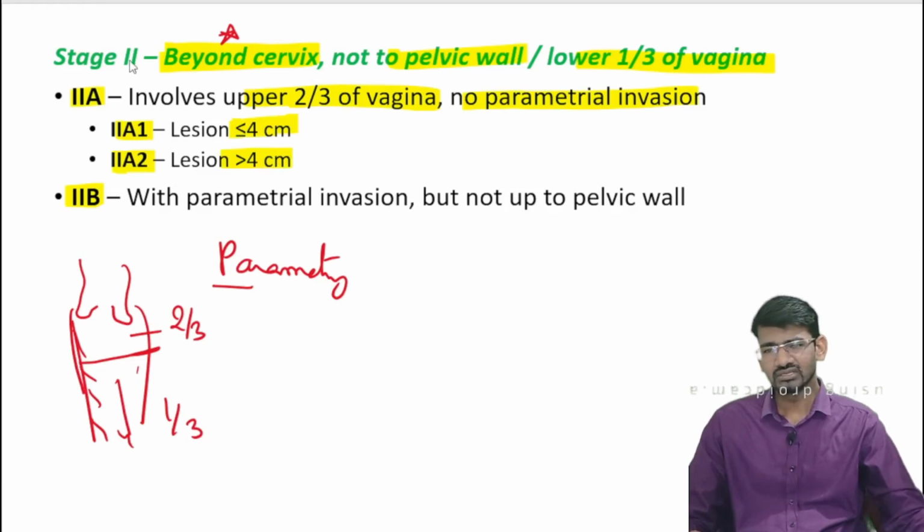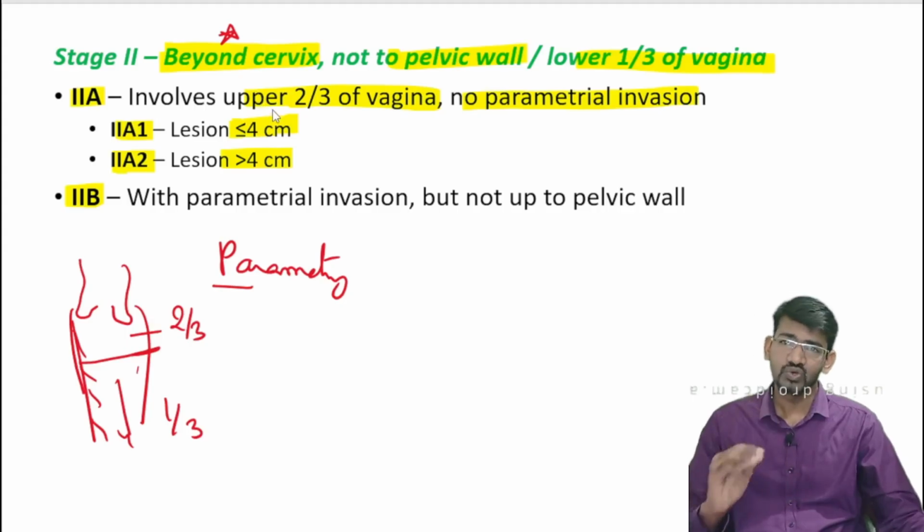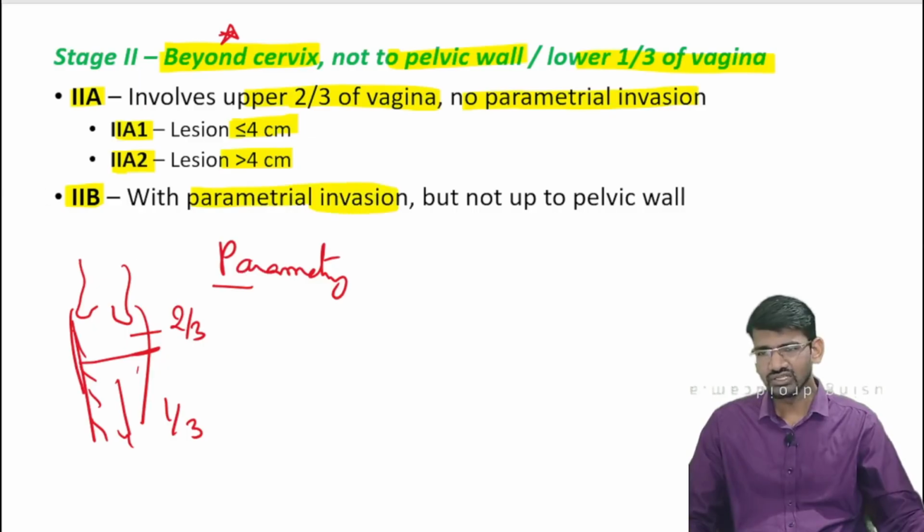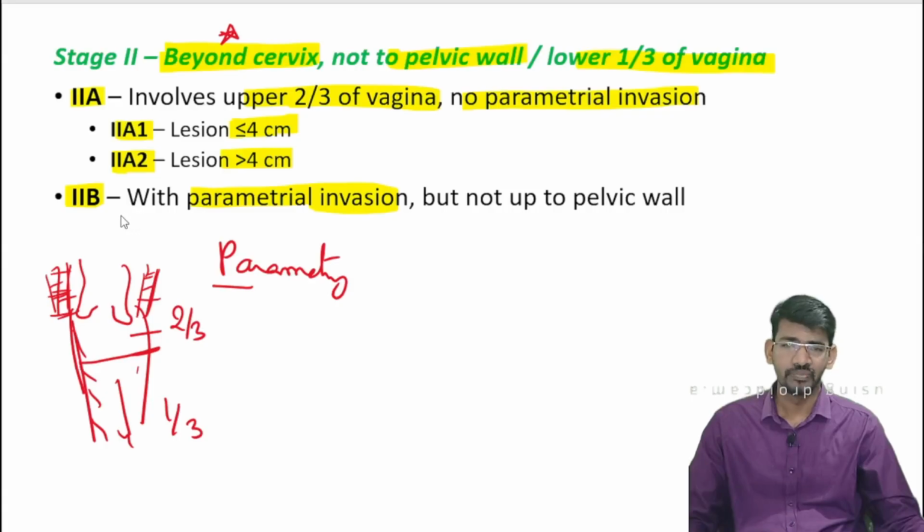So remember, in stage 2 type A, there is involvement of the upper two thirds of the vagina, with no parametrial invasion. In subtype B, there is invasion into the parametrial layers, the surrounding layers. So these layers are involved in the invasion, and that is called stage 2 type B. But the pelvic wall is not involved.